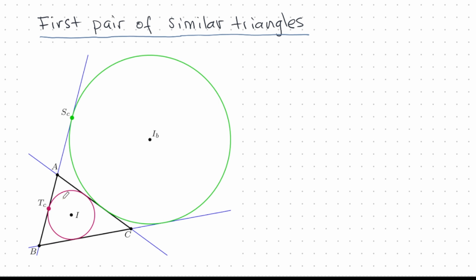The figure gets too cluttered if I put too many symbols in it. But we have our triangle ABC. We have our incircle here in red. And we have the excircle. I've chosen the B excircle corresponding to side b here.